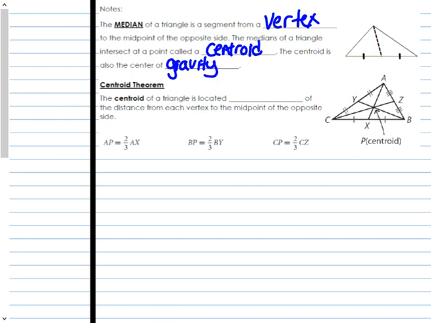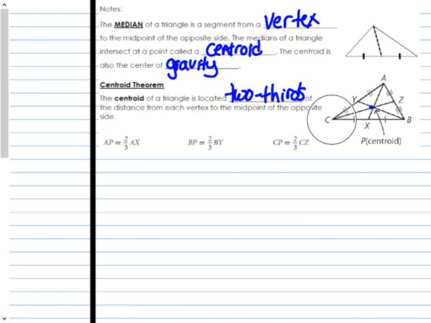So the median is the middle, it intersects the other side. Every triangle has 3 of them. The centroid, or where the 3 medians meet, the center of gravity, is located 2/3 of the distance from each vertex to the midpoint of the opposite side. So we're going to be dealing with fractions here. So 2/3 of the distance.